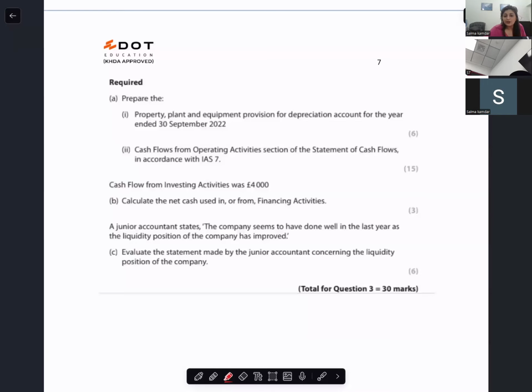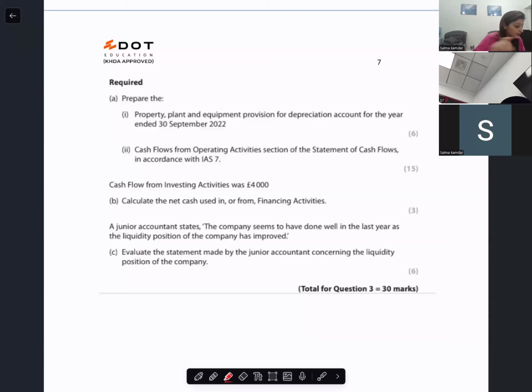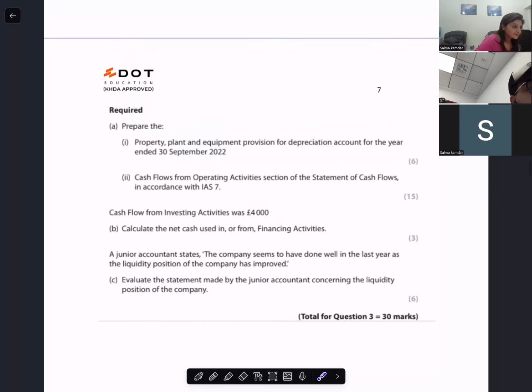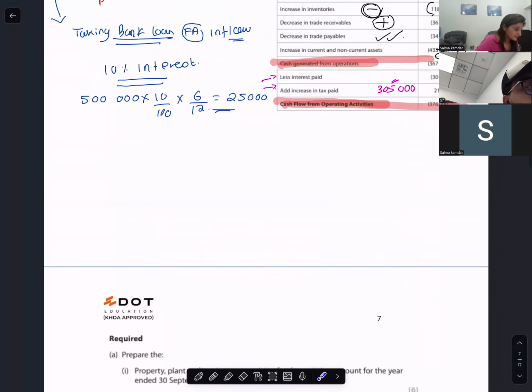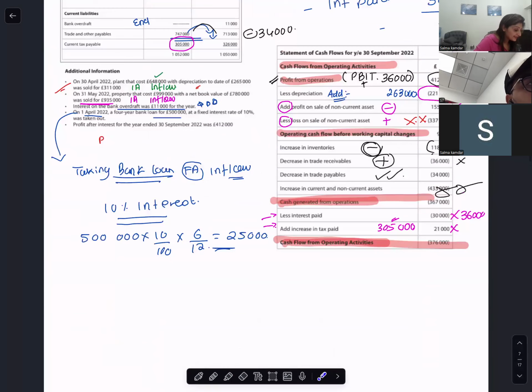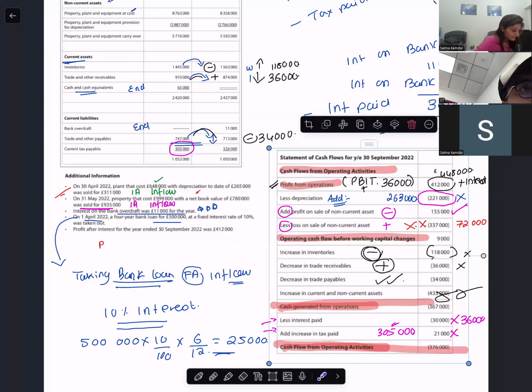Financing activities is now a redemption. Your B part is you have to find out the shares, then the proceeds of the bank loans and the dividends paid. What comes in financing activities? Shares, debentures, and loans. But now tell me, from the question, what will come in financing activity?